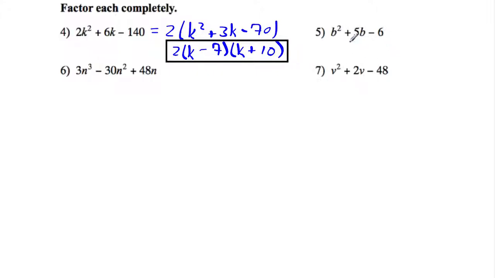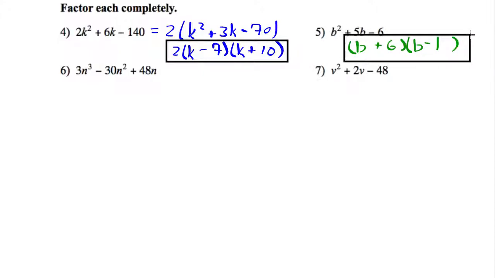Number 5 should be hopefully straightforward, because the first term is a product of b and b, it's b squared. And then two factors of 6 that are 5 apart from each other are 6 and 1. So we're going to have plus 6 and minus 1. And that's what we got there. So that's our answer.